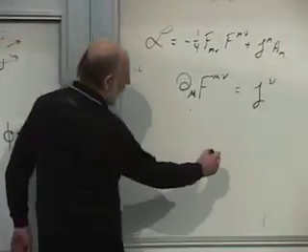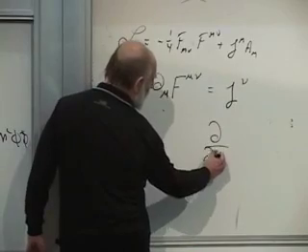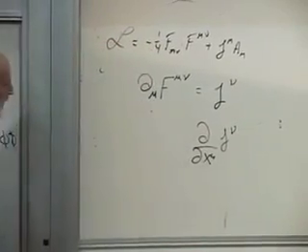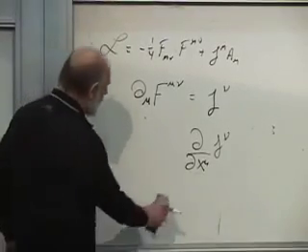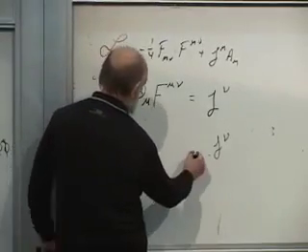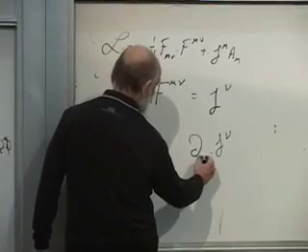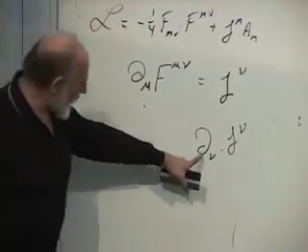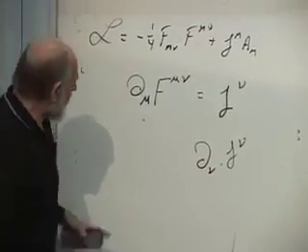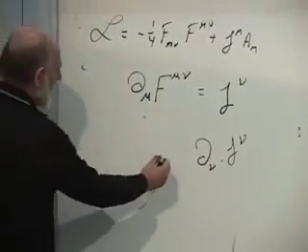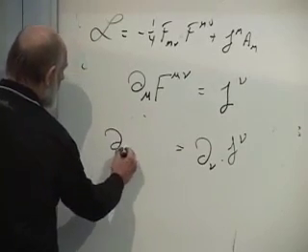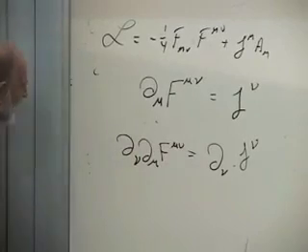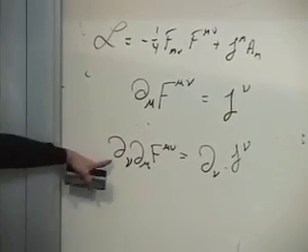Let's just differentiate it with respect to x mu. In other words, let's take d mu of this. Oh, sorry, d nu of it. Let's differentiate with respect to x nu. That would be the continuity equation. Is it equal to 0? Well, it's equal to d nu d mu F mu nu. How about this? What is this?